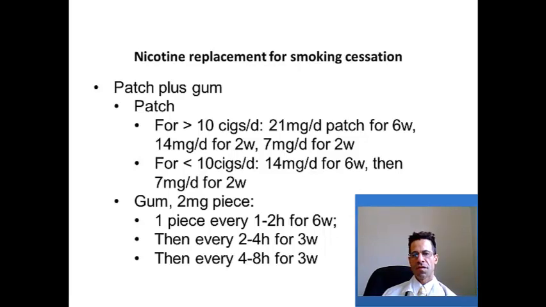After the first 6 weeks of one piece of gum every 1 to 2 hours, then go to 1 piece of gum every 2 to 4 hours for 3 weeks, and then 1 piece of gum every 4 to 8 hours for 3 weeks.